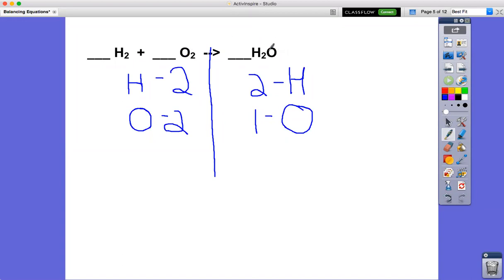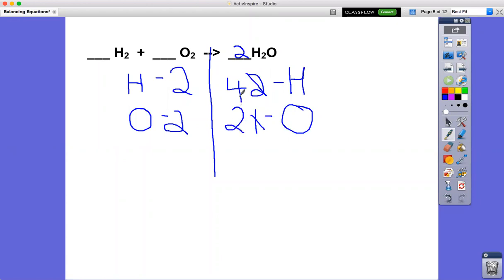So what can I do to make this one be 2? Remember, you can't change the subscripts. All I can change are the coefficients. So put a 2 here. Now, look what happened because I put a 2 here, we also changed the hydrogens. So now 2 times 2 is 4. Good, Aaliyah. Okay, so that became 4. And 2 times the 1 here for oxygen. Now I have 2 oxygens.